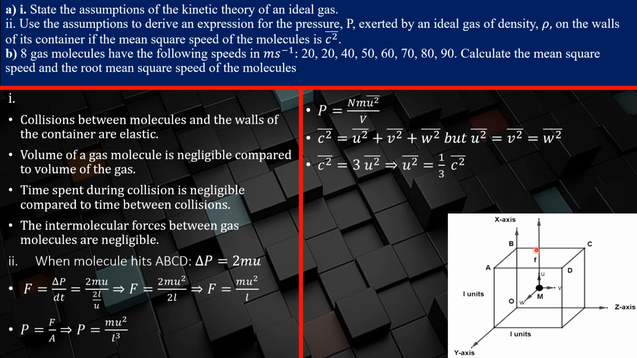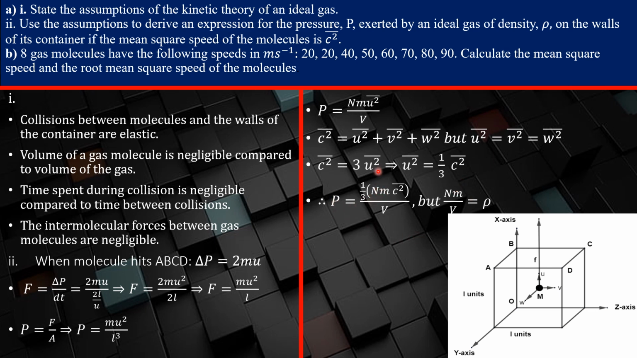The mean square speed in y is equal to that in x, which is equal to that in z. So the mean square speed will just be 3 times the mean square speed in any one of those directions. So the mean square speed in the direction y would simply be 1/3 the total mean square speed of any gas molecule. And so our pressure then becomes what?